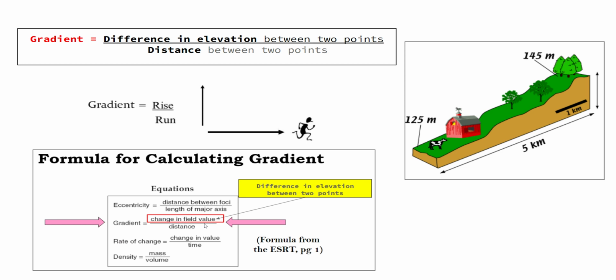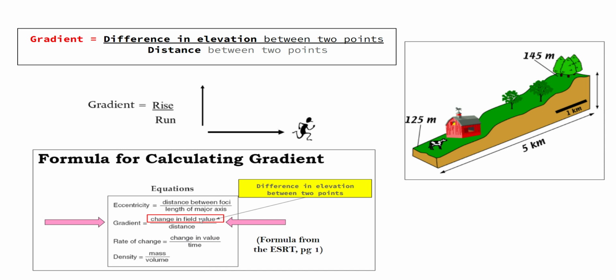The change in field value on a map is basically the difference in elevation between 2 points. If I were to rewrite this equation, I would write it as this. Gradient is the difference in elevation between 2 points on a map divided by the distance between the 2 points. In other words, gradient is equal to rise over run, just like slope, right? Because gradient is slope, how steep or gentle your elevation is.